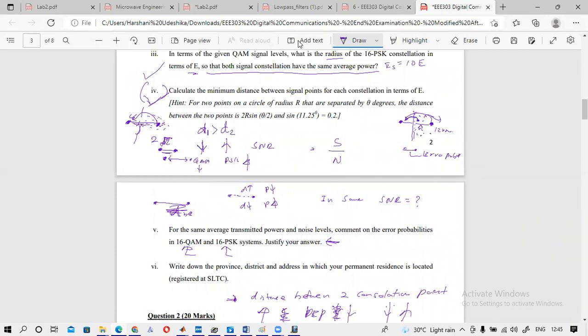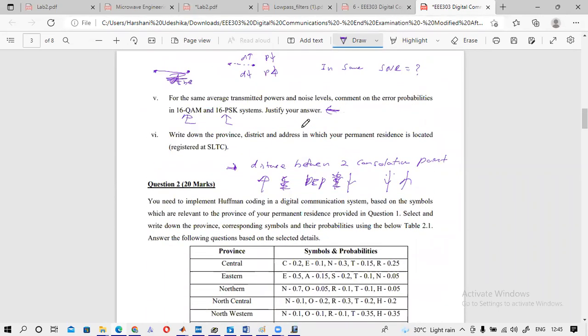Actually, you can estimate it numerically. But that is the expected answer. You can say that because 16-QAM has the higher distance between two adjacent points, QAM will have lower error probability, and because PSK has a very small distance between two points compared with QAM, PSK will have higher error probability. So that is the expected answer.